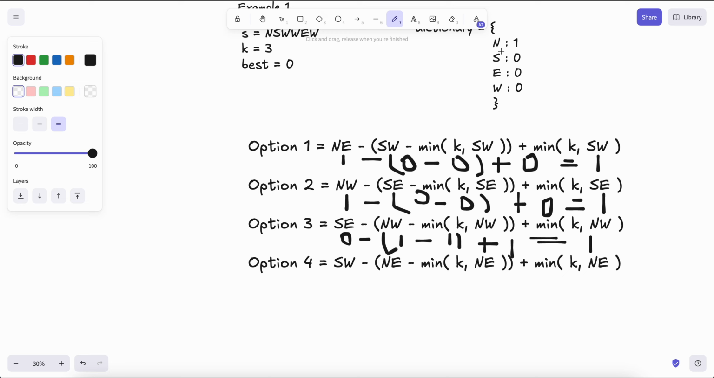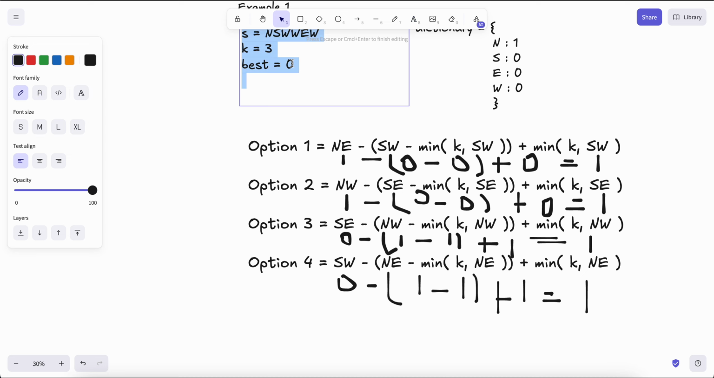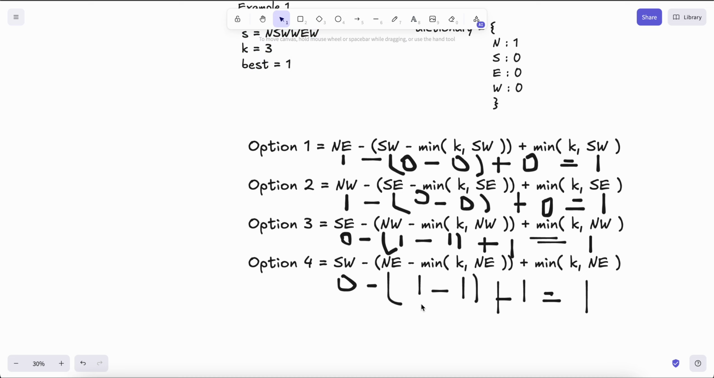SW is similarly, you look at this, S is 0, W is 0, so it will be 0. Minus N, what is N? N is 1 and E is 0. So 1 minus, K is 3 and E is 1, so the minimum will be 1, plus 1. Now the value is actually 1 here, right? So in the first example, the best value that you can achieve here is 1, right? Now let's move on.